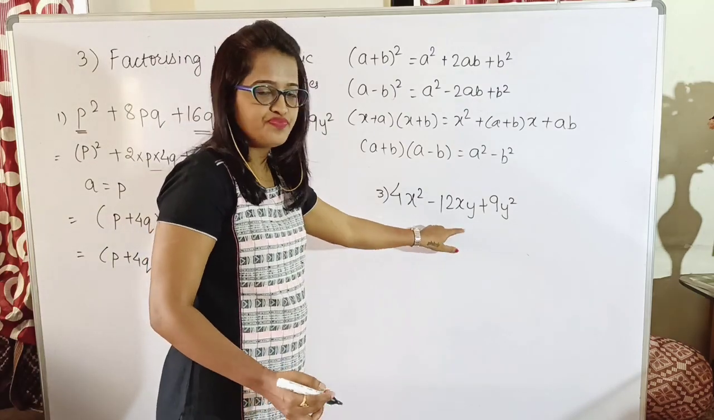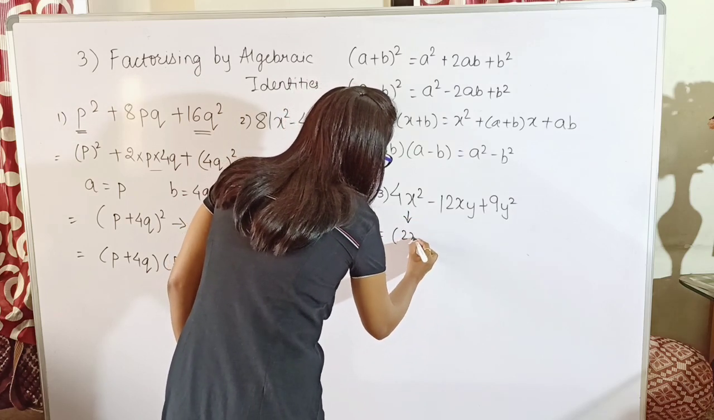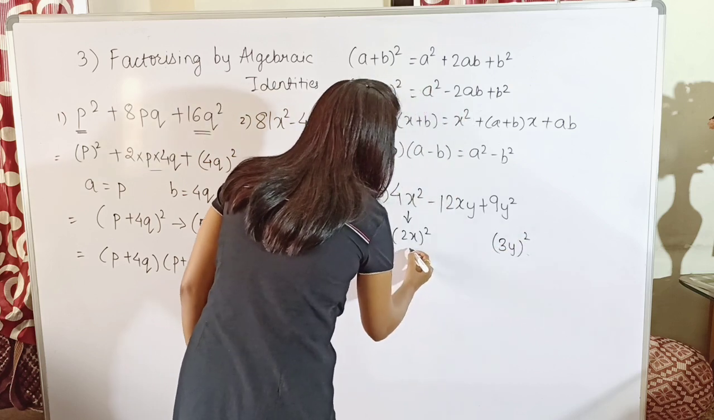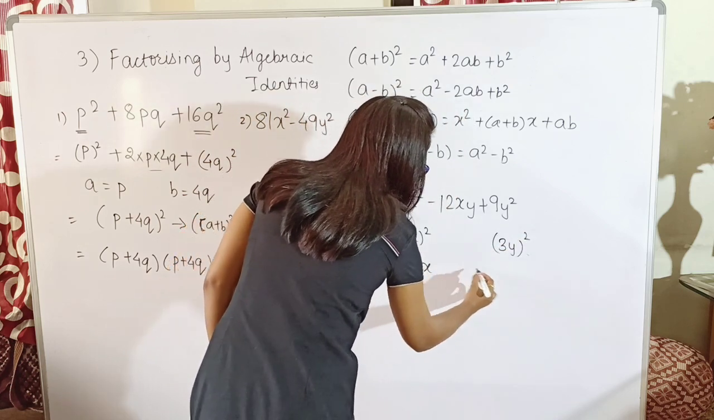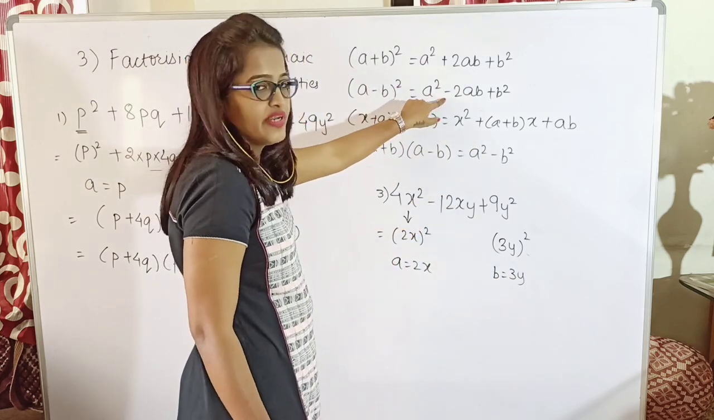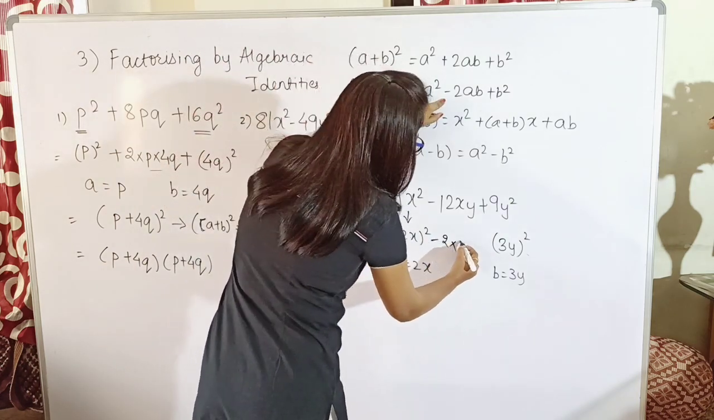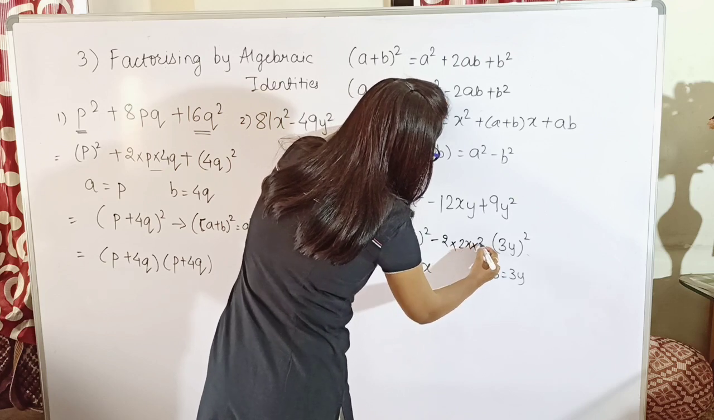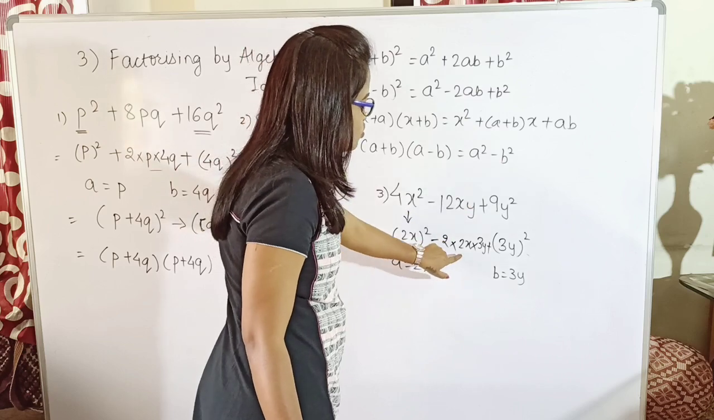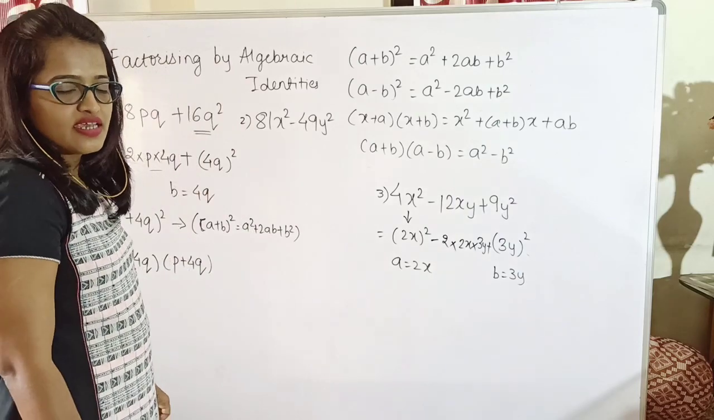Again, here are three terms. One is a square and the other one is a square. 4x square is the square of what? 2x. Whereas 9y square is the square of what? 3y. So it means this is my value of A and this is my value of B. Let us check. Since the middle term is minus, I will be comparing with the minus identity. So minus 2, value of A I have got as 2x, whereas value of B I have got as 3y. Check if the multiplication is equal to 12. 2 2s are 4, 4 3s are 12, and xy, yes. It is having the same value.